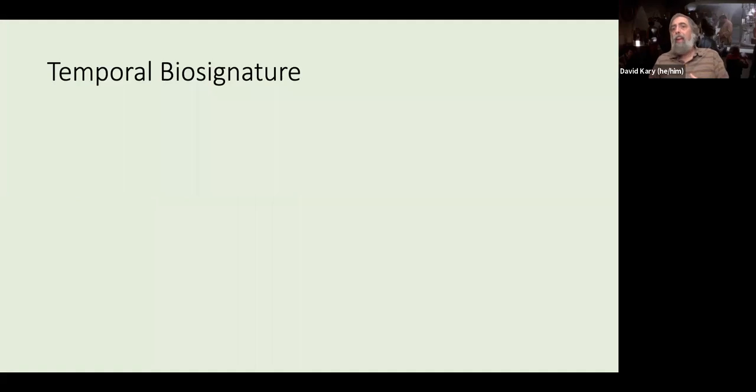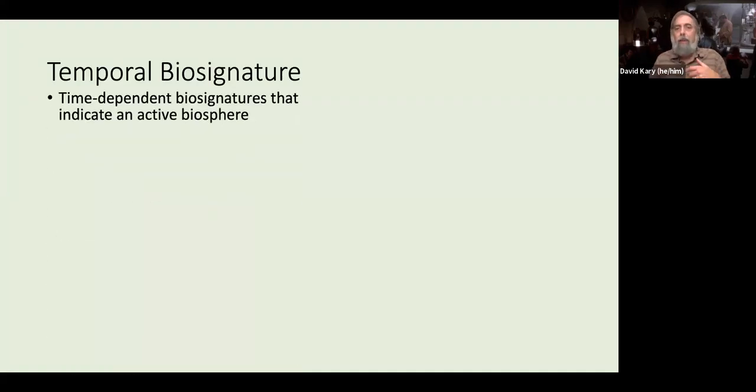Okay, the third category is what they call a temporal biosignature. And this can be something that's either in the atmosphere or on the surface, but that is varying with time. And that indicates, because of biological activity, typically what we think of as things that are seasonal. And so we're looking for signs of seasonal change on a world.